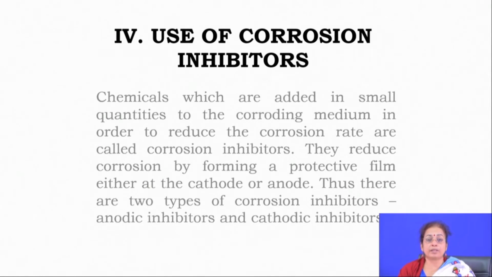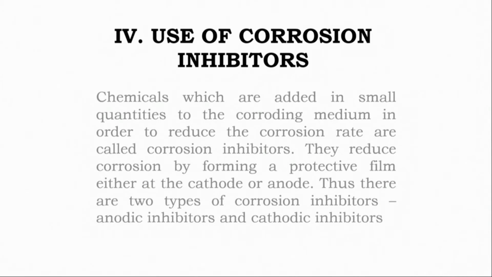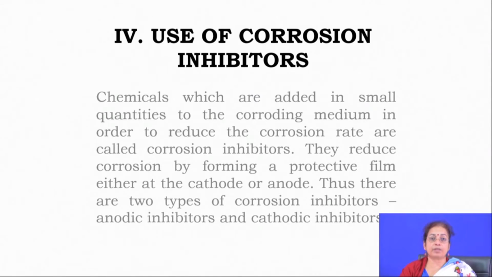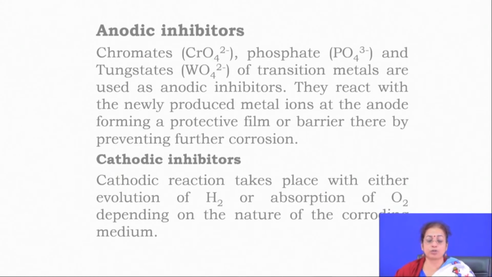So, corrosion inhibitors are very important. They are nothing but chemicals which are added in small quantities to the corroding media in order to reduce the corrosion rate. They reduce the corrosion by forming a protective film either at the cathode or anode. There are two types of inhibitors, cathodic inhibitors or anodic inhibitors, and also mixed inhibitors.